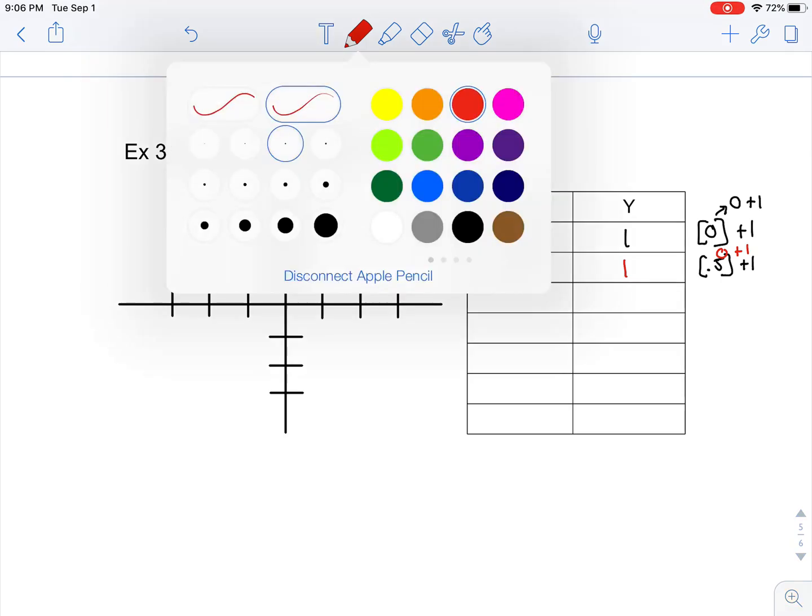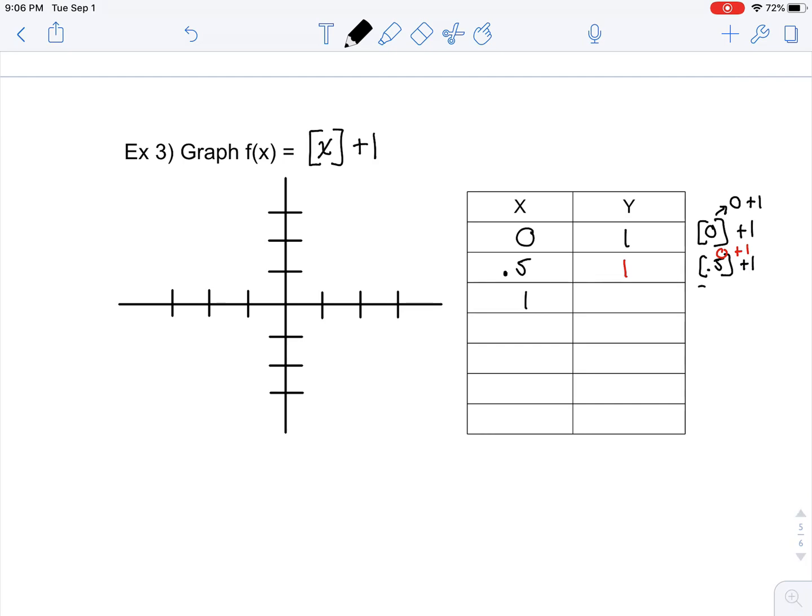Okay, if I jumped up and plugged in 1, well, the greatest integer of 1 plus 1 is going to give me 2. If I plugged in, let's say, 1.9, the greatest integer of 1.9 is still 1 plus 1, still 2. If I plug in 2, the greatest integer of 2 is 2 plus 1. Now I'm at 3. If I plugged in 2.4, the greatest integer of 2.4 is still 2 plus 1, still 3, and so on. So when we go to plot these, when x is 0, we're going to be up here at 1.